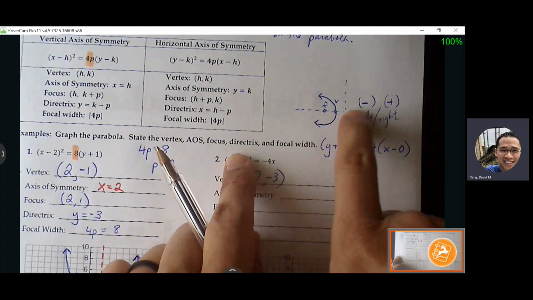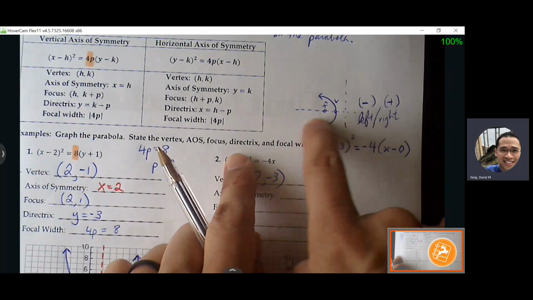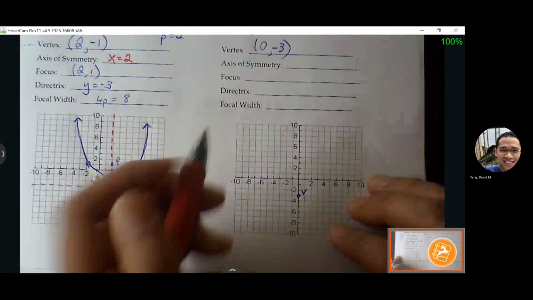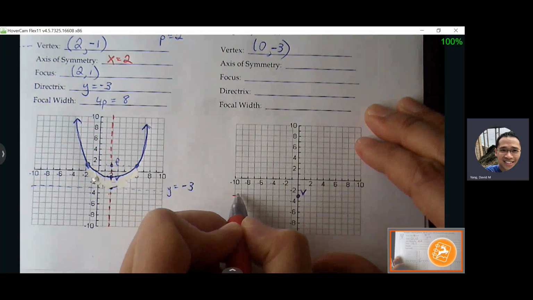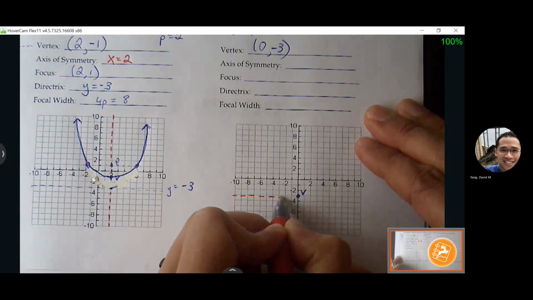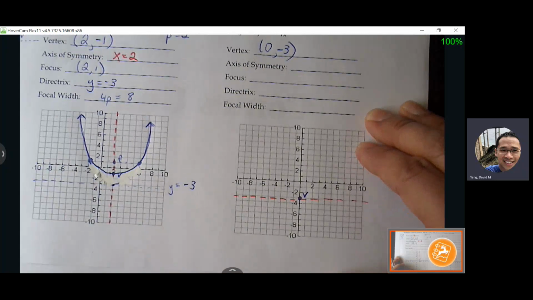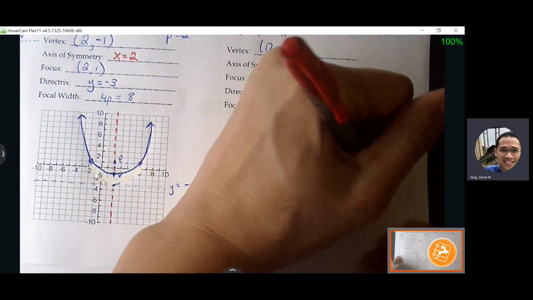All right, axis of symmetry, I kind of know where it's going to be, right? It's going to have to cut through my vertex and split my parabola in half. So I'm going to go ahead and draw my horizontal line. What's the equation of that axis? y equals.